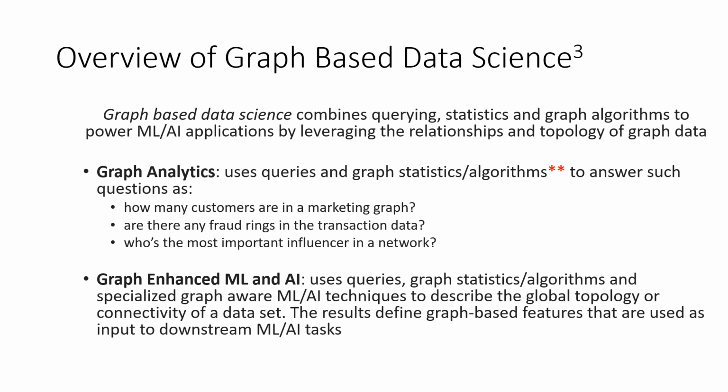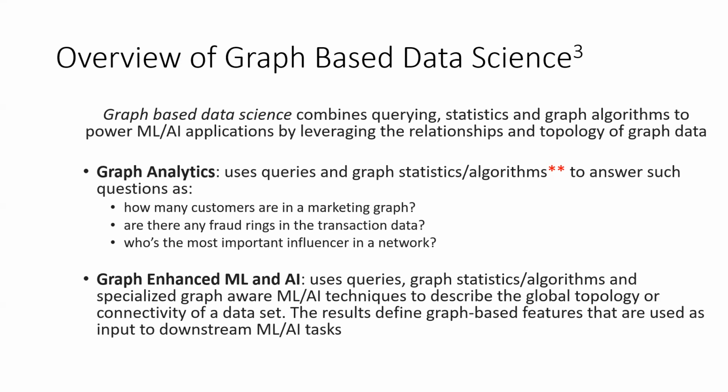Like, that could be count me all the nodes which have this attribute which is called customer, or all the nodes that describe a customer entity. Are there any fraud risks in the transaction data? Can we find subgraphs within the graph that tell us that this is a fraudulent ring? What's the most important influencer in a network? Can we find nodes in the social network that are very central, that have many edges among other people?